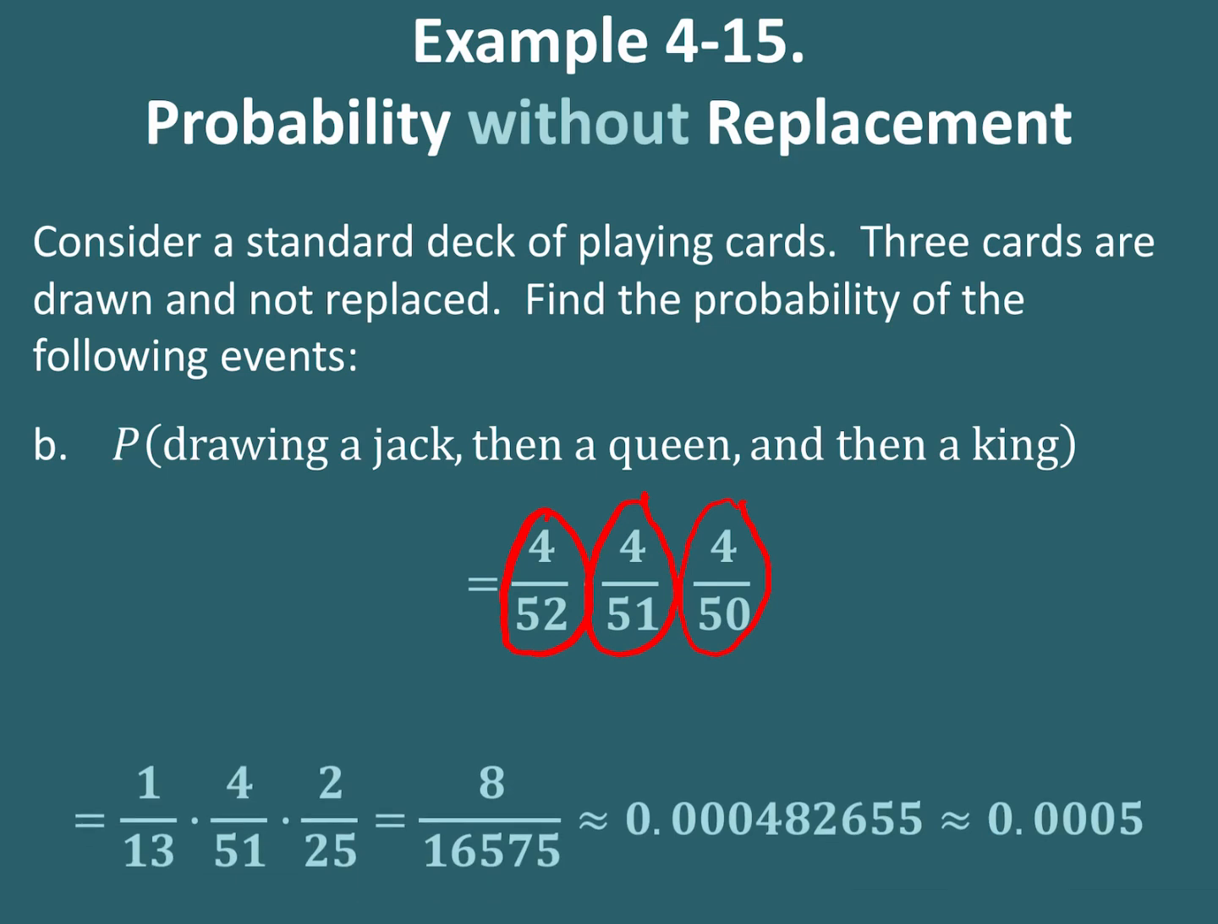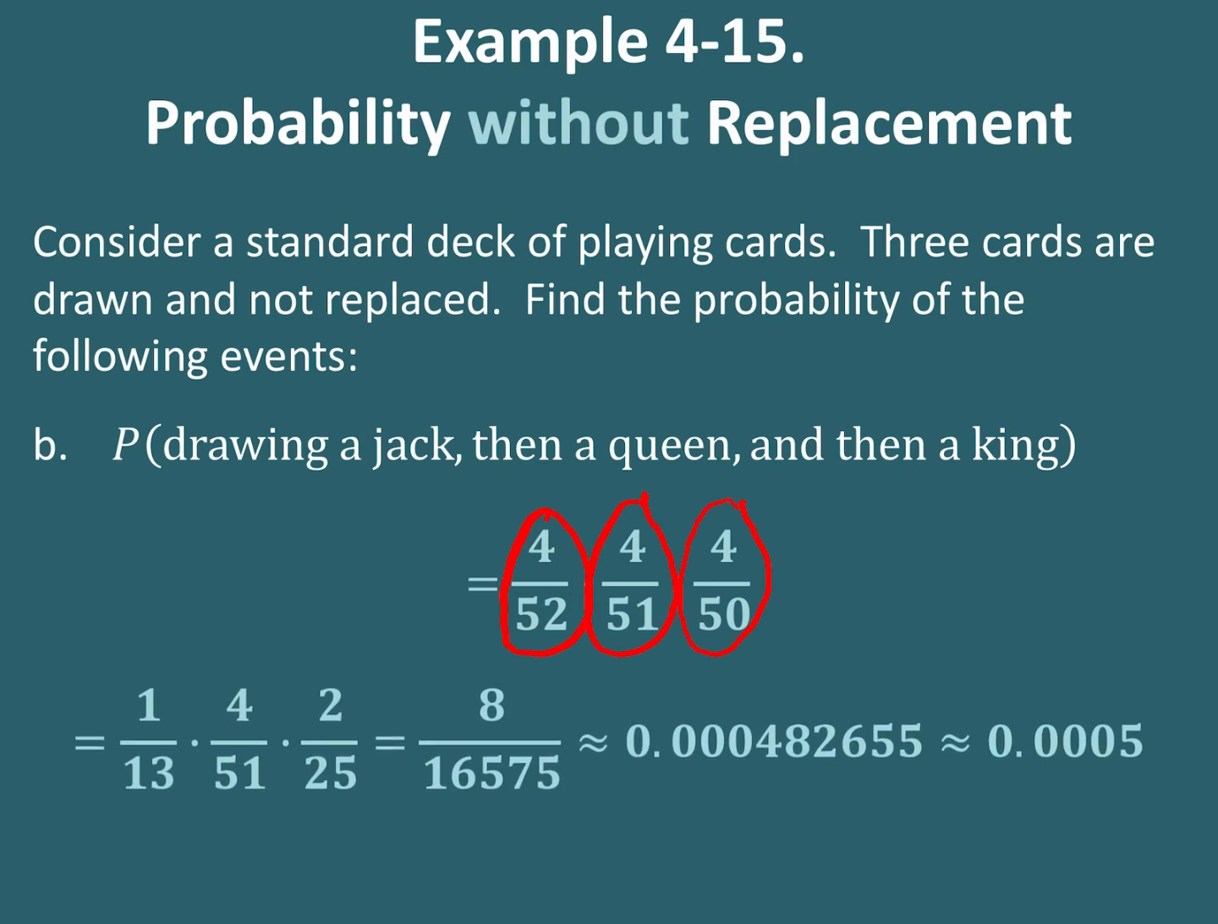Once again, reducing, simplifying, and evaluating will approximately give us a probability of 0.0005. So this means that the probability of drawing a jack, then a queen, and then a king is a little bit higher than the probability of drawing 3 10s in a row.